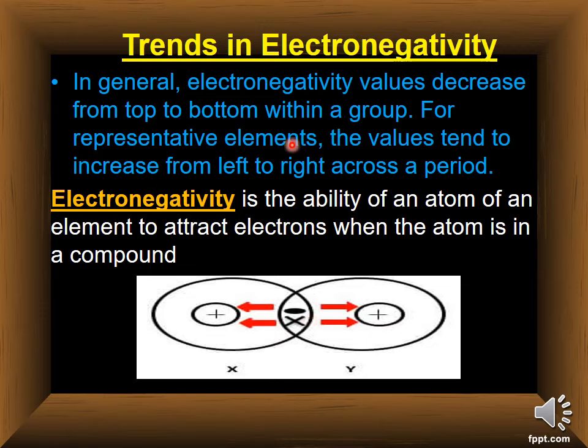One word you heard here: representative elements. Remember, representative elements means the main elements, which are the s-block and p-block elements, or group A. You know, there are two divisions, A and B, like 1A, 2A, 3A, 4A, 5A, group 7A in the periodic table. So these are called representative elements.